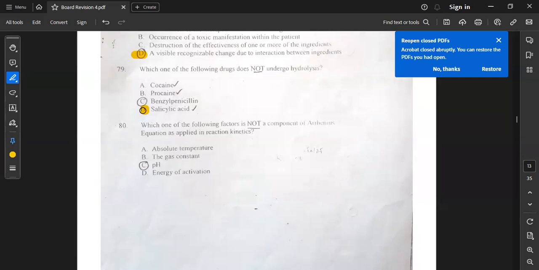I'm not too sure about the general ones. I just know there are IV agents and inhalational ones. Not sure about the classification.